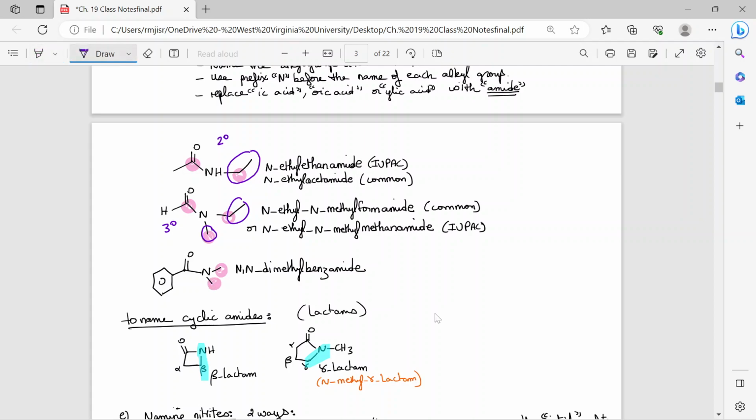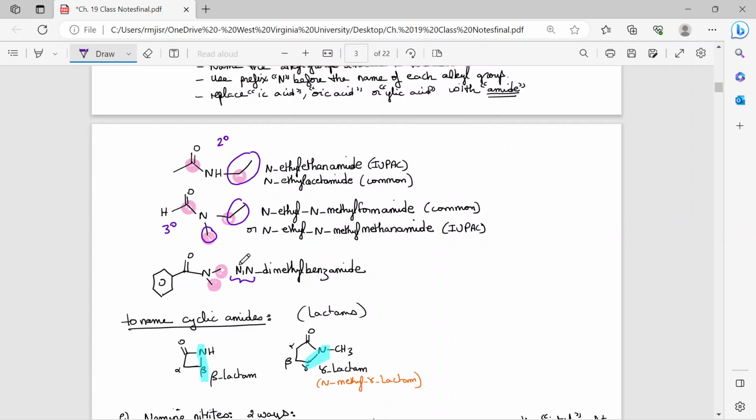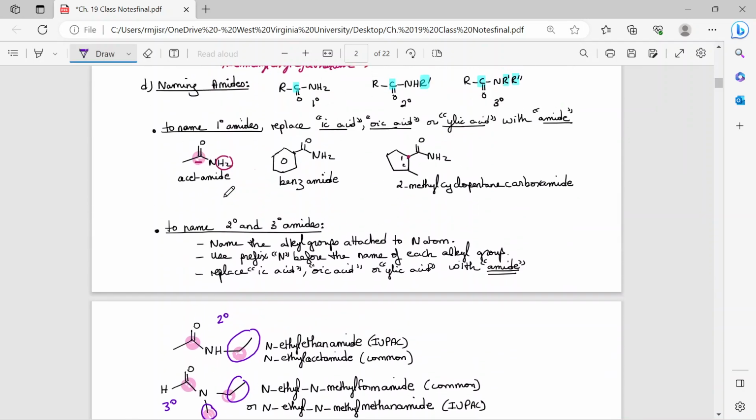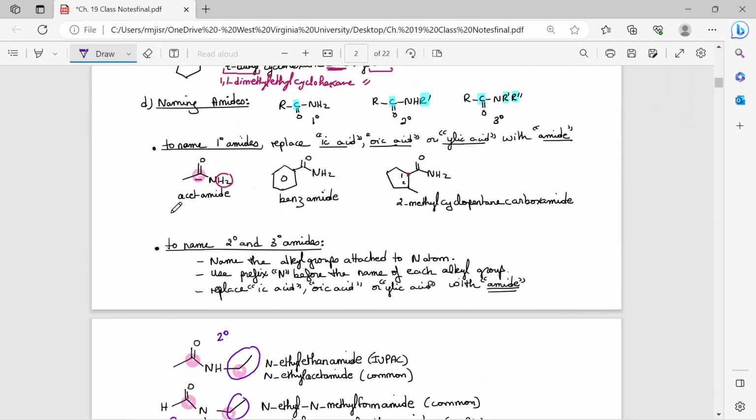have to group them both together, put a comma between the N's, so that is going to be N,N-dimethyl. Those N's are very important because the moment I see 2 N's, I know that I am working with a tertiary amide. If I have 1 N, then I'm working with a secondary amide. If I have no N's in here, then I am working with a primary amide.